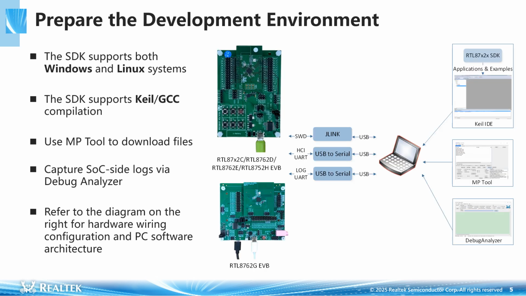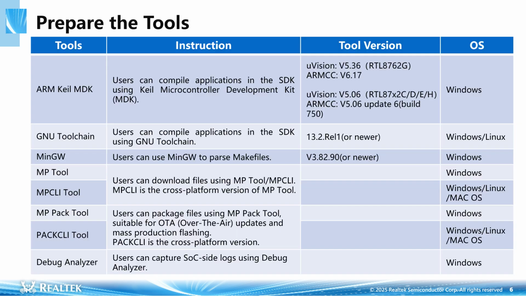The RTL87X2X SDK supports both Windows and Linux systems. Users can compile the projects within the SDK using Keil or GCC. Users can use the MP tool to download the files onto the EVB. Subsequently, the debug analyzer can be used to capture logs from the SoC end. During the development of the RTL87X2X SDK, users will need to use Realtek Development Toolkit and the ARM or GCC Development Suite. You can refer to this table for specific details.